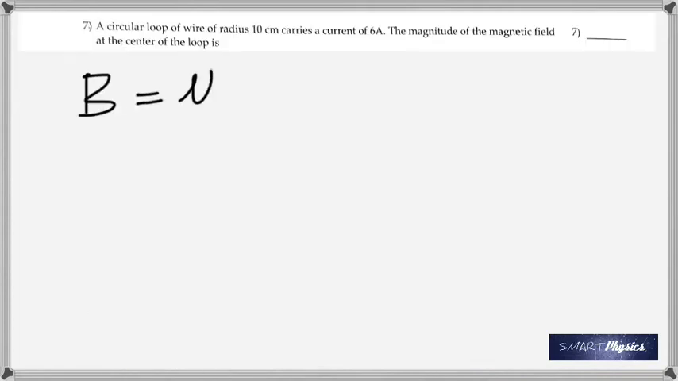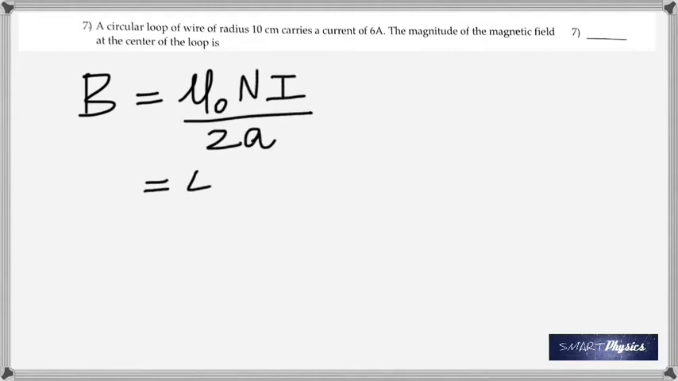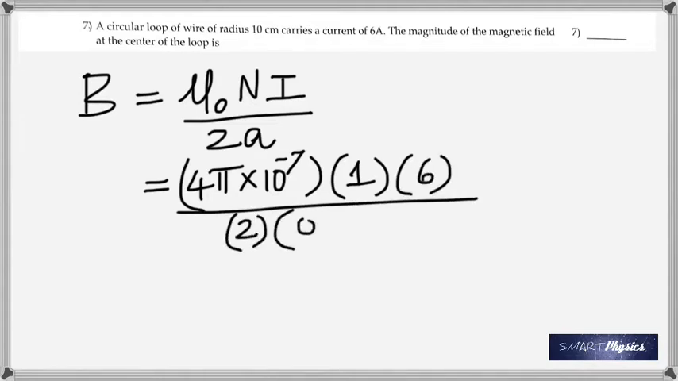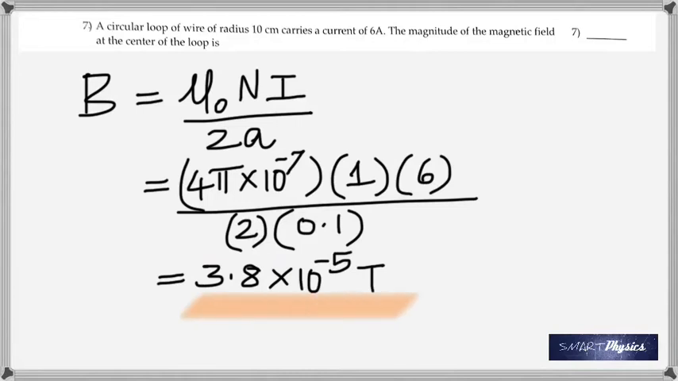And number 7, circular loop, find the magnetic field at the center. Direct substitution, mu naught N i by 2a. N is 1, of course, because it's just a loop. a is the radius. 10 centimeters is 0.1. That's why you have 0.1 here. 3.8 times 10 to the minus 5 Tesla.